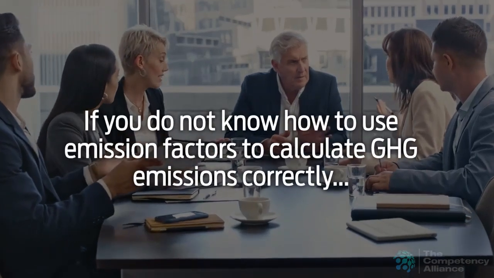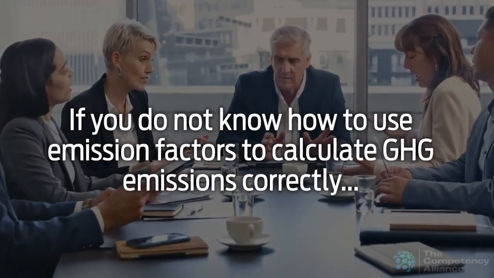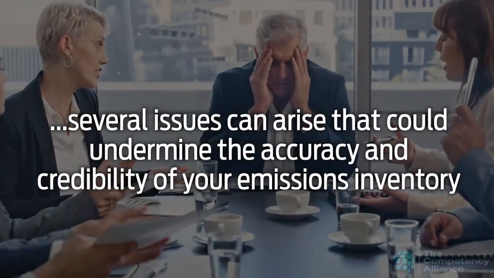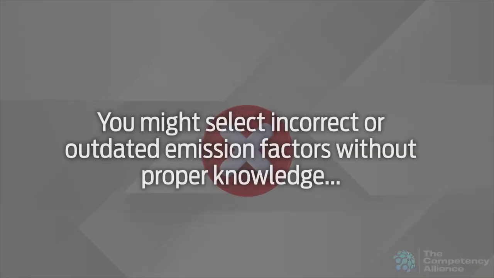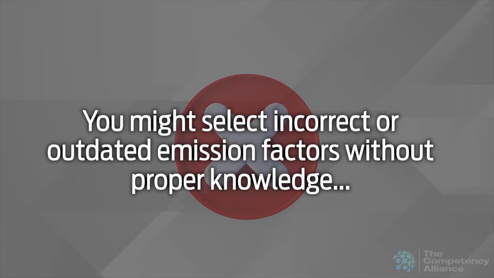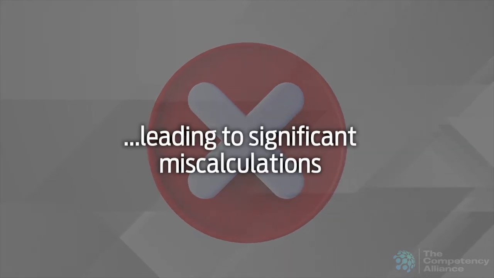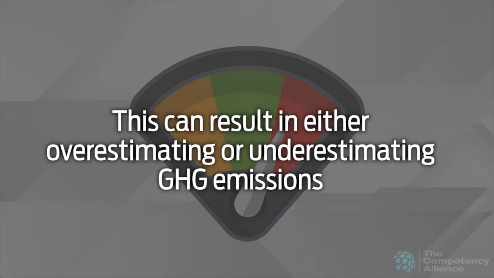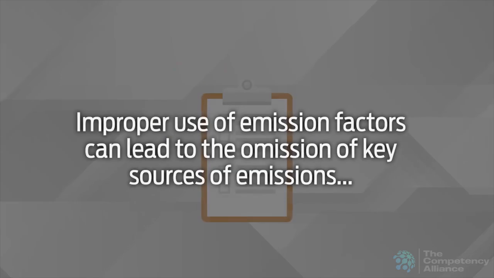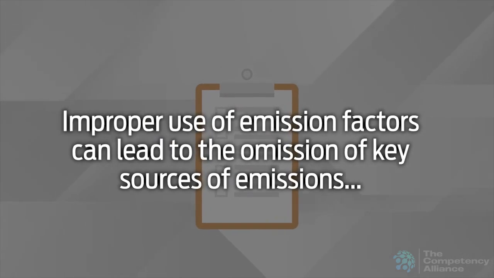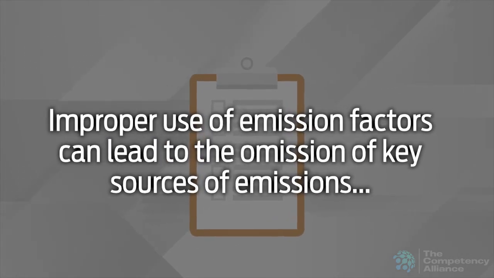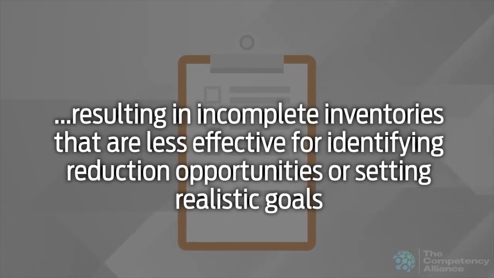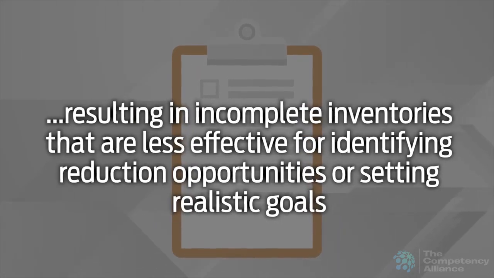If you do not know how to use emission factors to calculate GHG emissions correctly, several issues can arise that could undermine the accuracy and credibility of your emissions inventory. You might select incorrect or outdated emission factors without proper knowledge, leading to significant miscalculations. This can result in either overestimating or underestimating GHG emissions. Additionally, improper use of emission factors can lead to the omission of key sources of emissions, resulting in incomplete inventories that are less effective for identifying reduction opportunities or setting realistic goals.